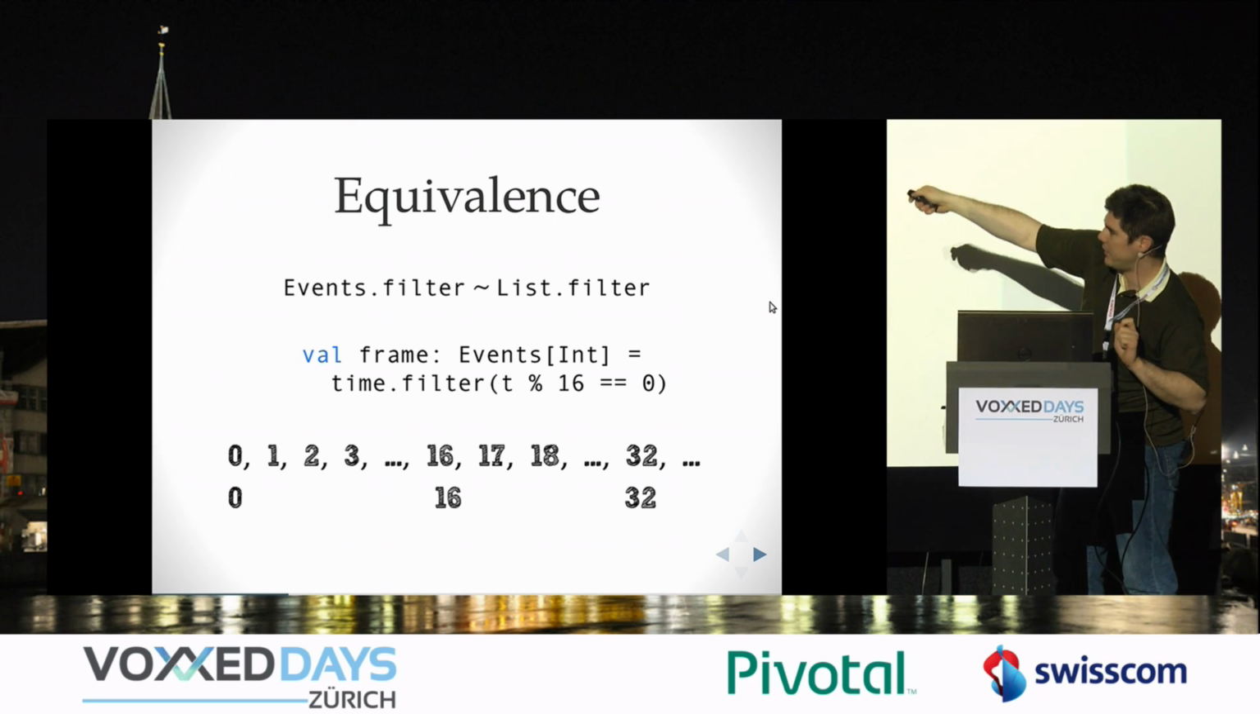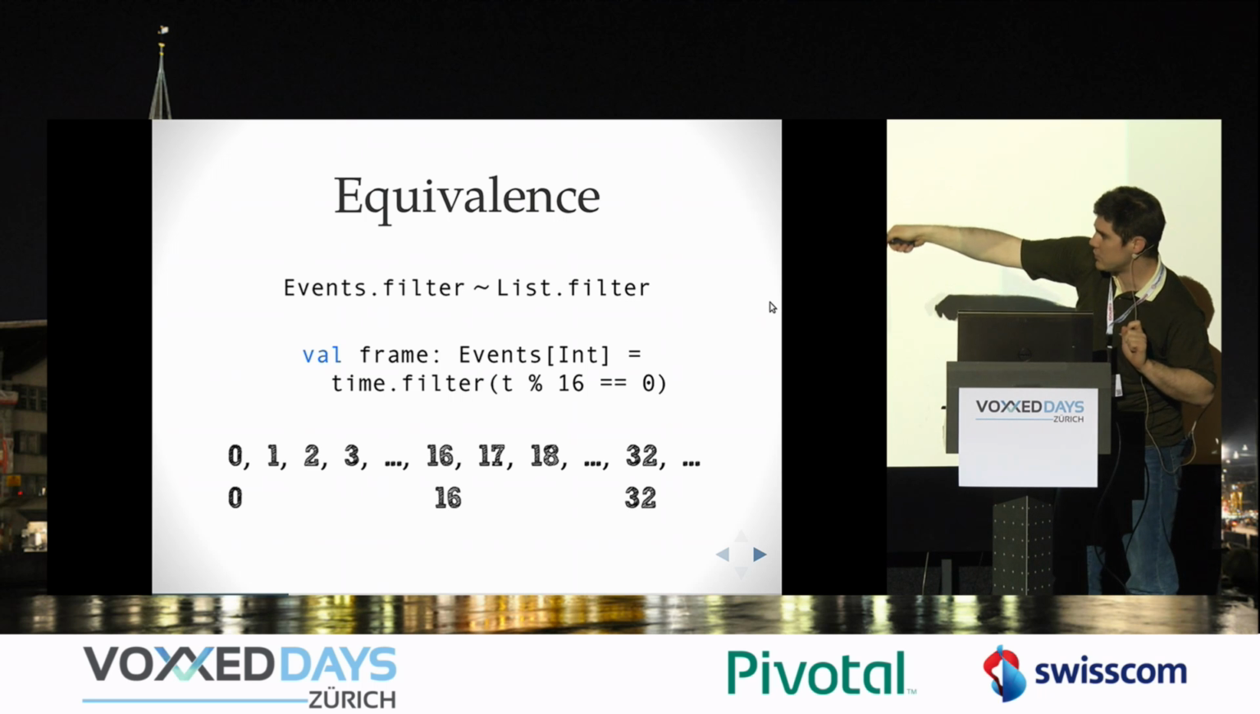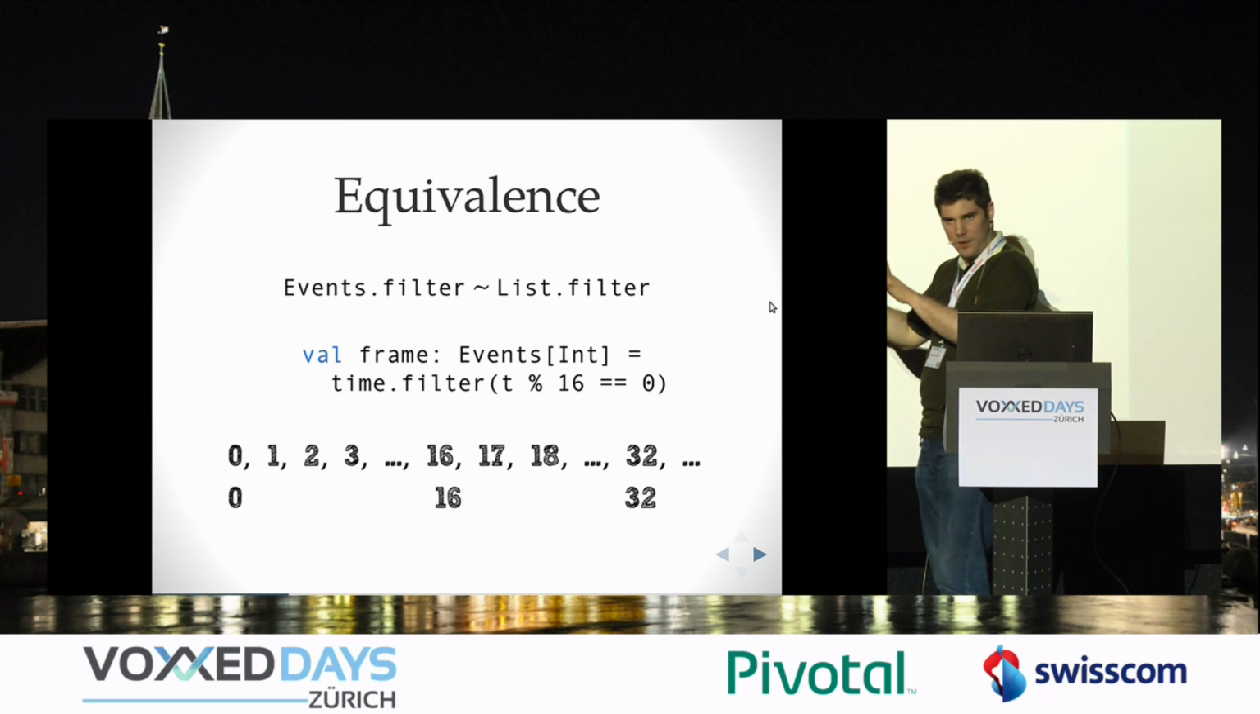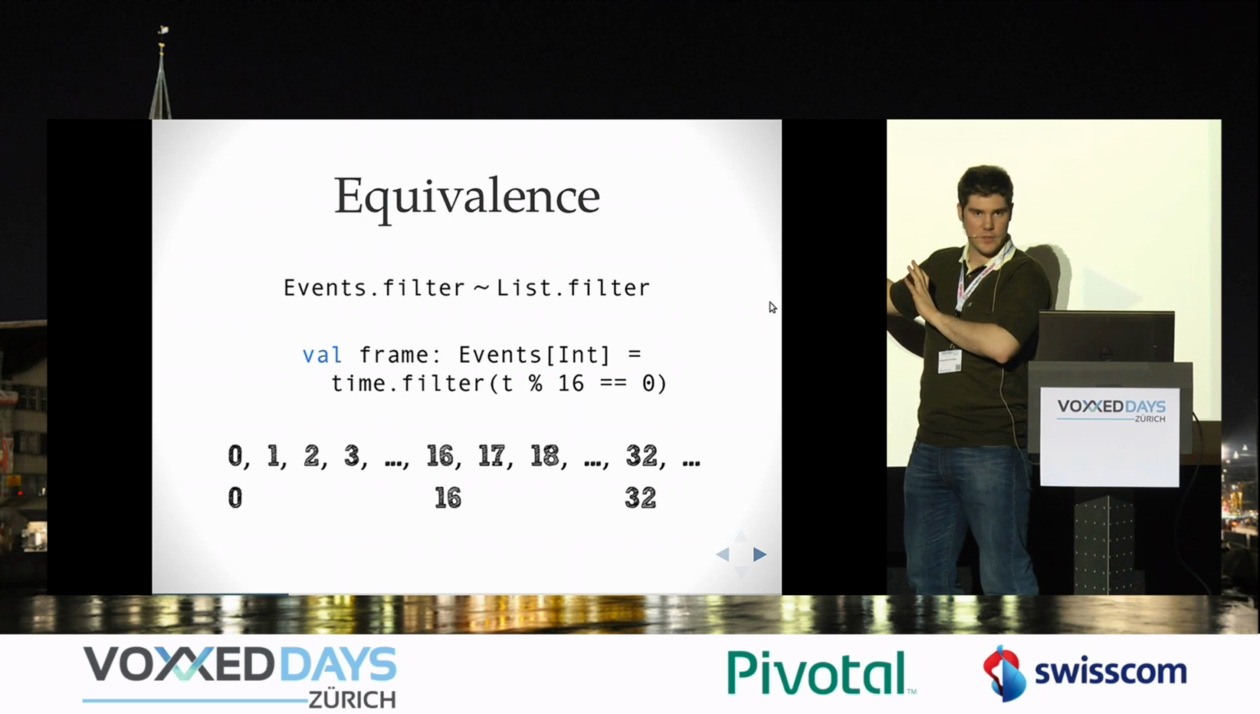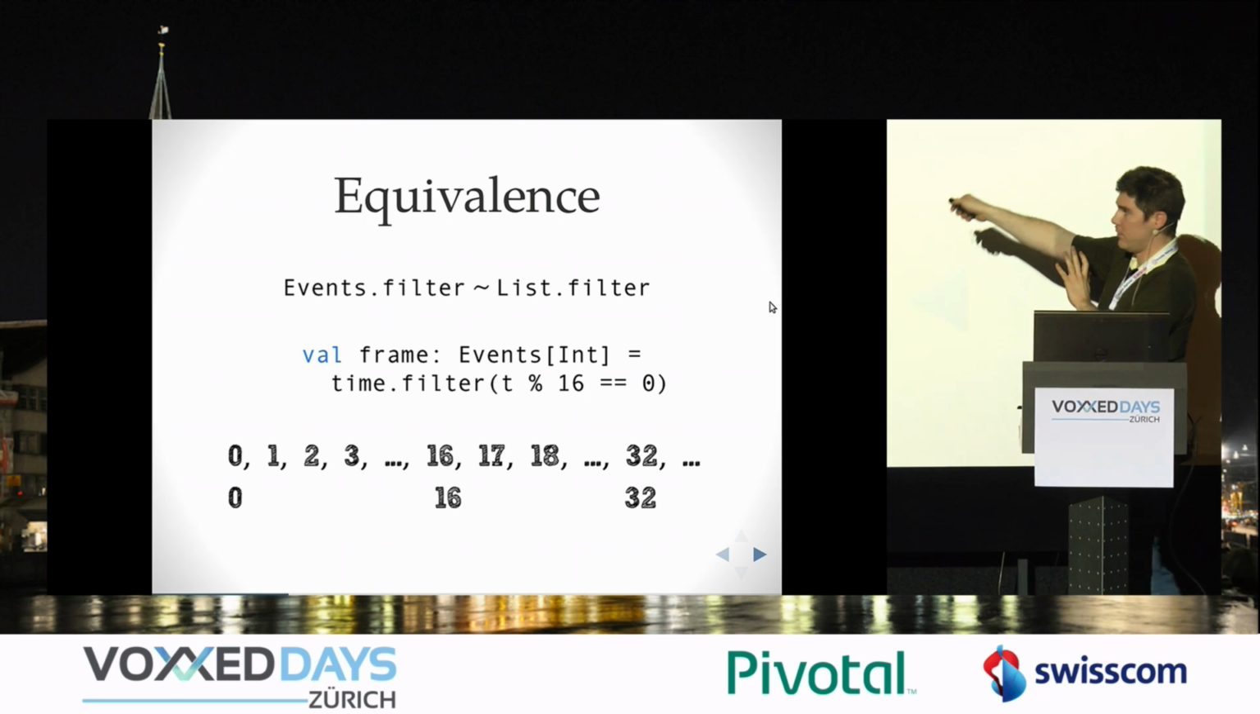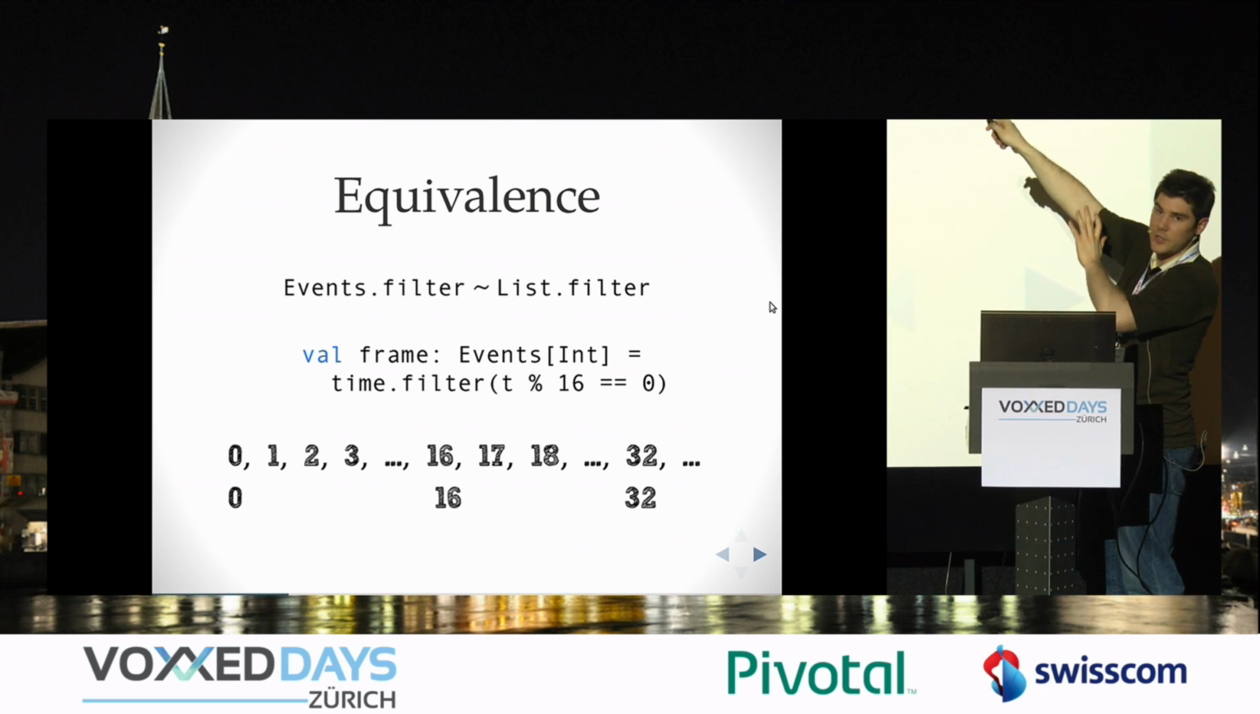It drops some of the events. And from this illustration, you can't really even tell if this is a list or an event stream. So this shows you that actually these two operations are kind of equivalent.